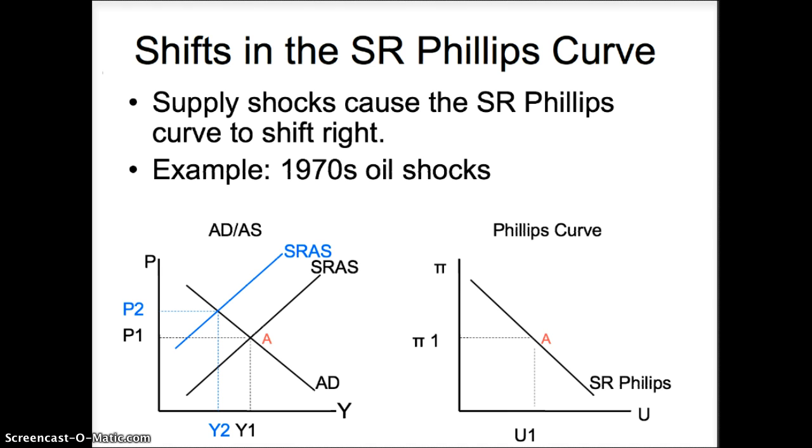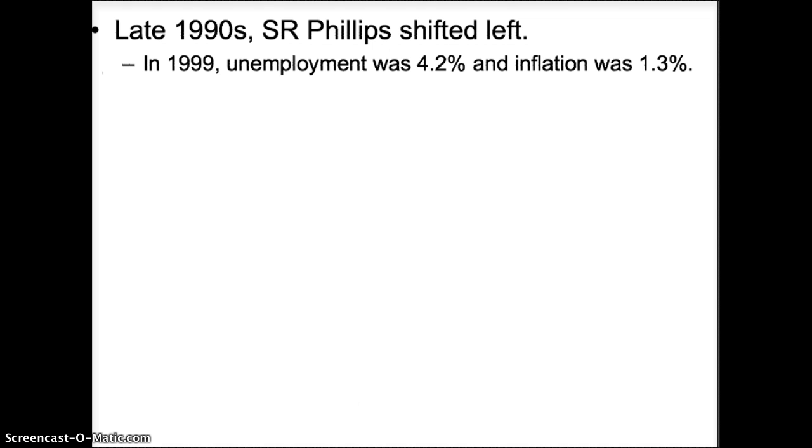The short-run Phillips curve shifted right, meaning every point on the curve represented a higher level of inflation with a higher level of unemployment. Since the price level increased, inflation increased, and the economy also experienced a higher level of unemployment. In the late 1990s, the short-run Phillips curve shifted left. In 1999, unemployment was 4.2% and inflation was 1.3%, both very low and favorable levels.